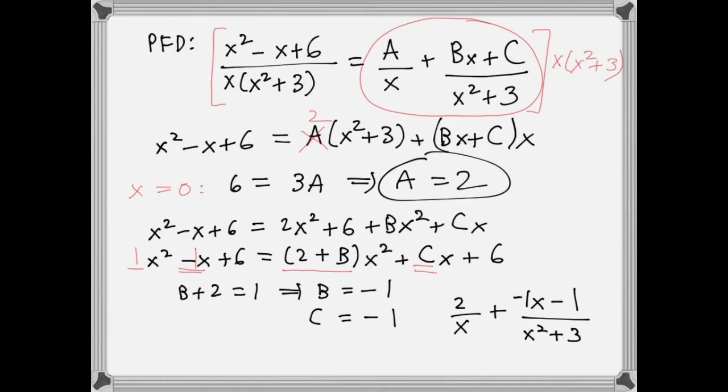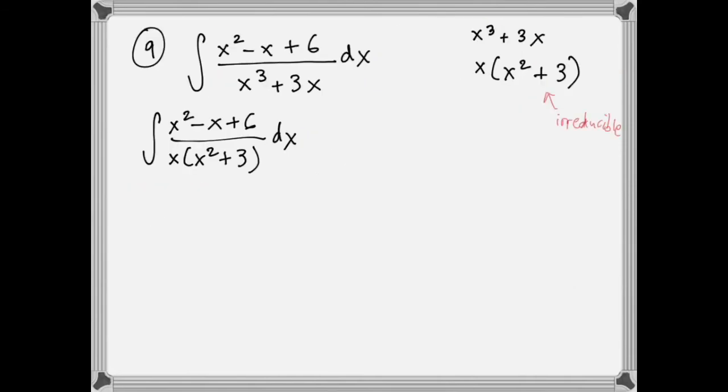How are we going to solve this? All right, this integral is not trivial, but we're going to go back here, and I'm going to show you guys what to do. So we have 2 over x plus -1x minus 1 over x squared plus 3 dx. This is what we have.